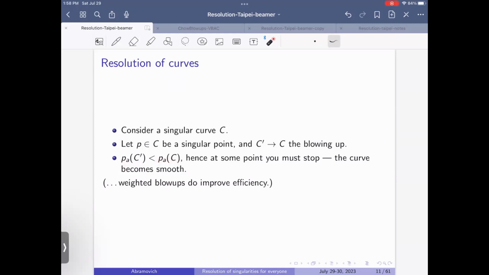So because of that, at some point, the arithmetic genus of a curve cannot go negative; for instance, if it's irreducible, it has to be non-negative. So at some point, this must stop. And the reason it stops is that it's no longer singular. You cannot do it again. There is an advantage of working with weighted blow-ups. The efficiency of the process can be made higher with weighted blow-ups, but I'll put it aside for now. This is not critical.